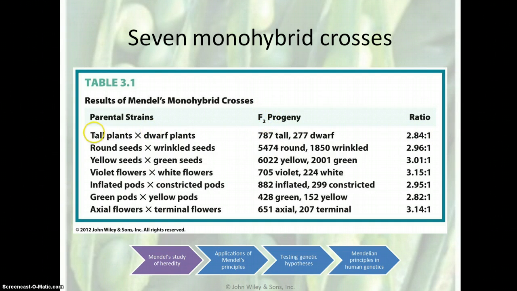But the parental strains, when he did the tall and the dwarf, he would find all of the F1, that next generation, exhibiting the dominant factor. The F2, which is when he crossed those all talls together, you'd get the F2s. So in these F2s, whether he talked about tall and dwarf, round and wrinkled seeds, yellow and green seeds, or any of these other strains, he always saw that 3-to-1 ratio.